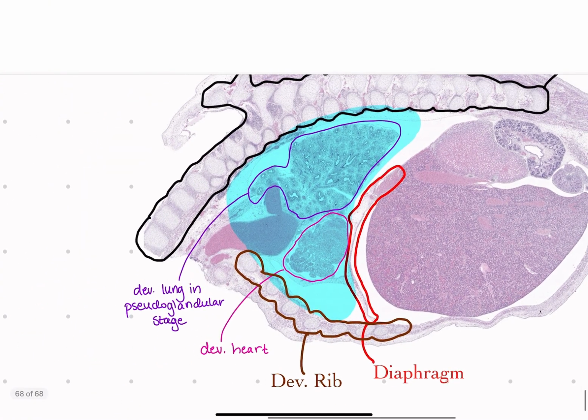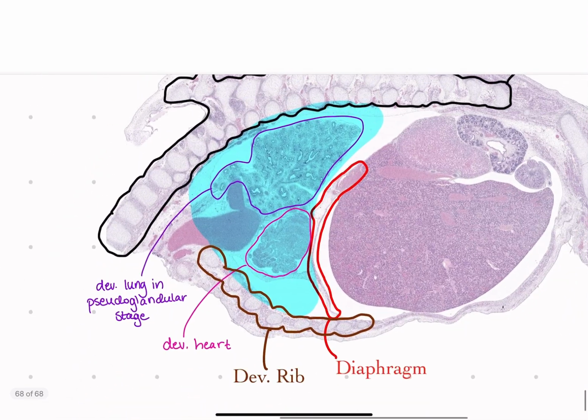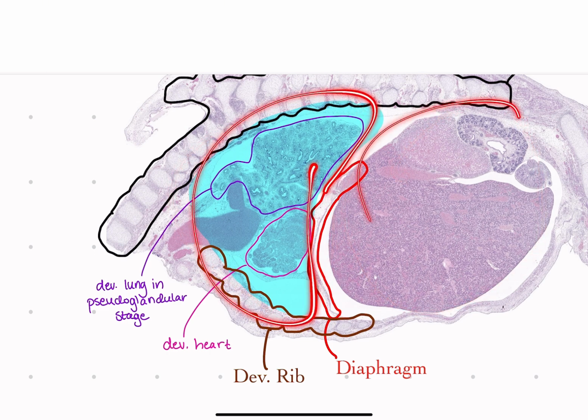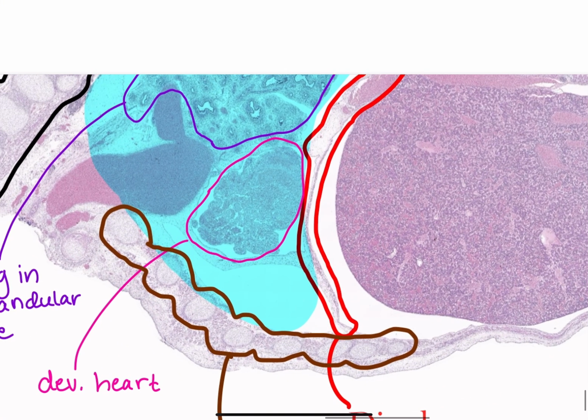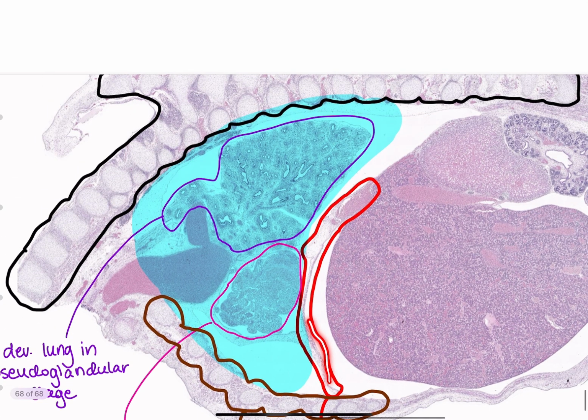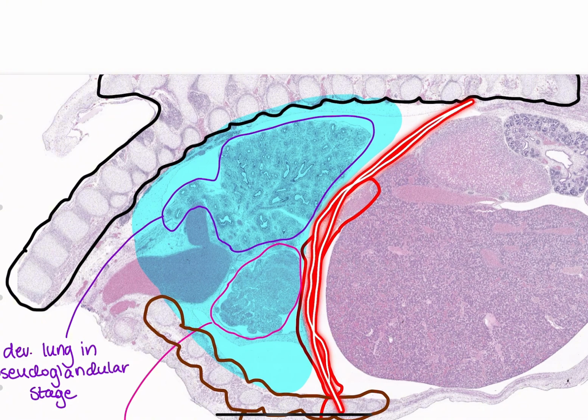Okay, so in the thoracic area, we're gonna follow the developing rib. And as soon as the developing rib ends, we're gonna have this very distinguishing line that separates the thoracic area from the abdominal area, and that is the diaphragm. And the diaphragm is a set of muscle tissue that separates the two all across like this.